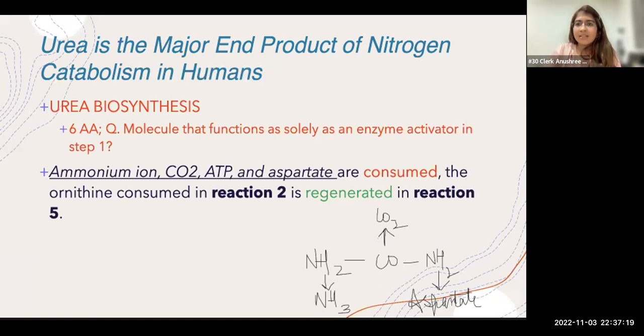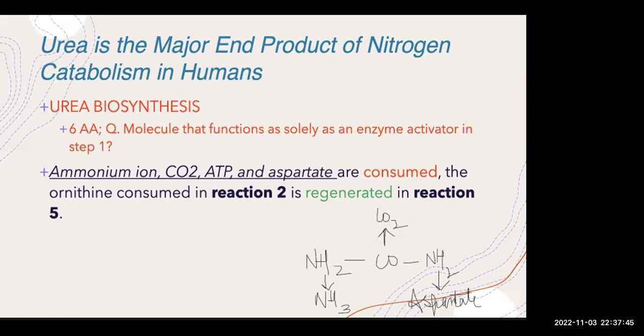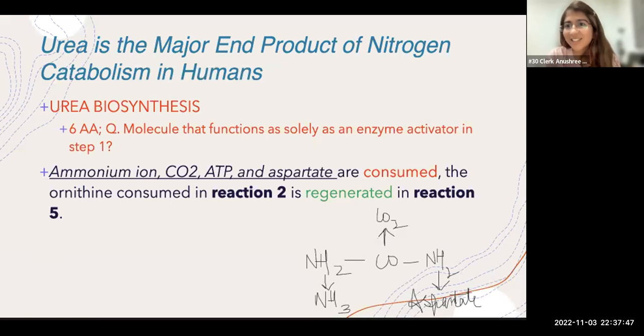So first thing, there are 6 amino acids taking part. In the first step, this molecule functions solely as an enzyme activator. So what is that molecule? Without it, the urea cycle will not move forward. I'm again stressing, it's a molecule, it's not an enzyme. Ammonium ion. N-acetyl glutamate. Yes. Who is the one who answered? Can you raise your hand?